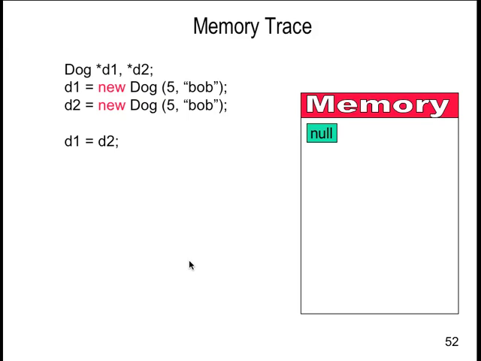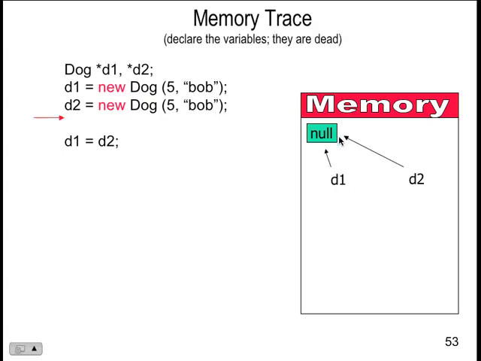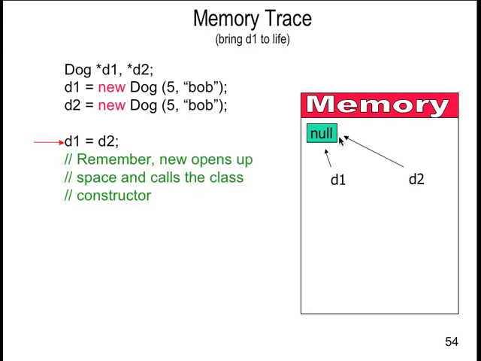Here's the memory trace where we create a couple of dogs, D1 and D2. D1 is equal to a new dog, 5 Bob. And we have another, D2, also equal to a new dog. And D1 is equal to D2. So both are equal to the same memory space at this point. We have one object out there, and D1 and D2 are both pointing to the same object.